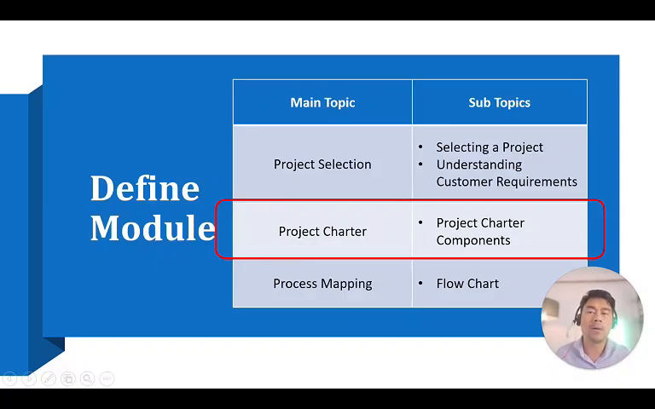That's the first part of module 45. We've gone through different requirements in terms of how you trigger a project and understanding customer requirements. The second part of this module is about the project charter. It's the blueprint that you look at when you want to launch a Lean Six Sigma project.